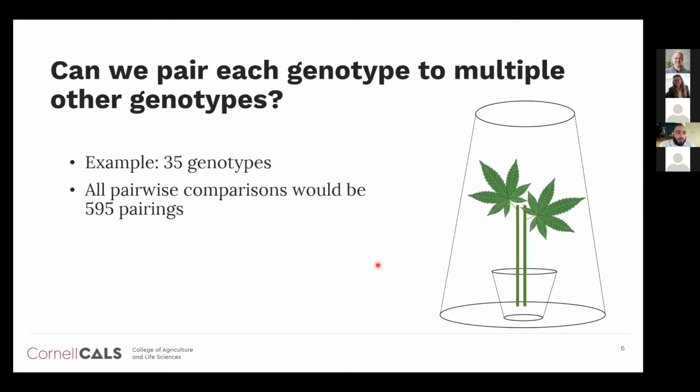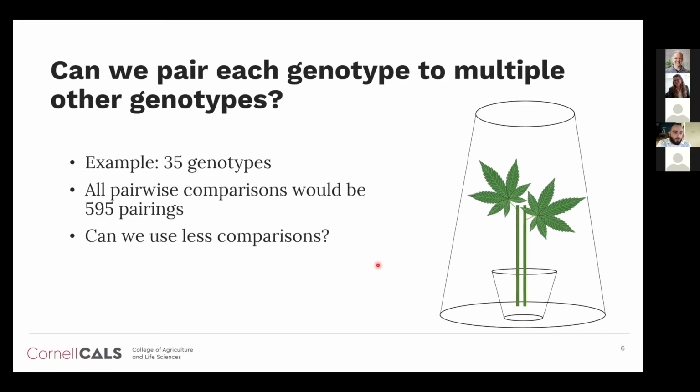Instead of comparing all of our genotypes to a control genotype, could we instead pair each genotype with multiple other genotypes? Take, for example, if we had 35 genotypes that we were interested in. If we wanted to make all pairwise comparisons, that would be almost 600 pairings, which is arguably too many pairings. So my secondary question is, can we use fewer comparisons? And based on the comparisons that we do make, can we infer information about the comparisons we don't make?